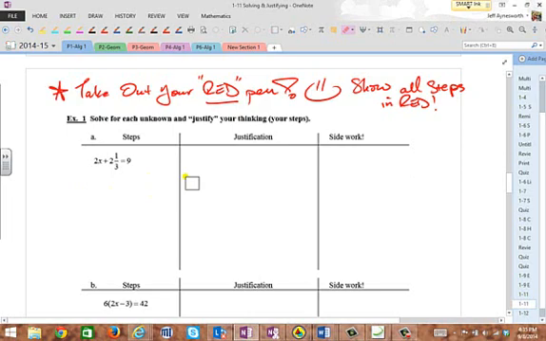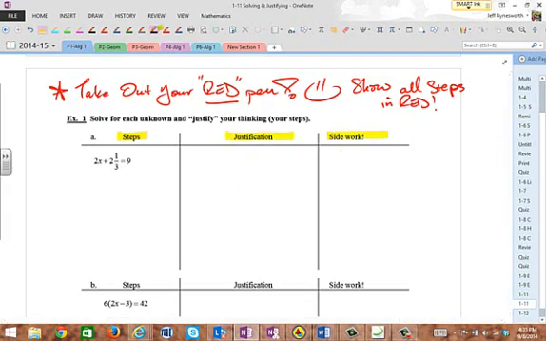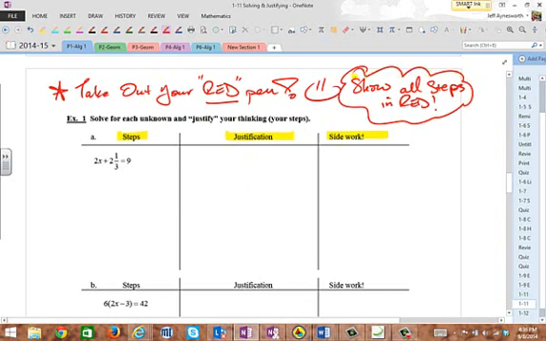What we're going to do is show the steps in the first column. We're going to justify with the properties in the middle here, and we're going to do all our side work here. So in the first column, check it out, we're going to show all steps, justify it here, and show your side work. We're going to make that commonplace as we go. Now get out your red pen. We're going to show the steps in red, as I stated right here. Show all steps in red.